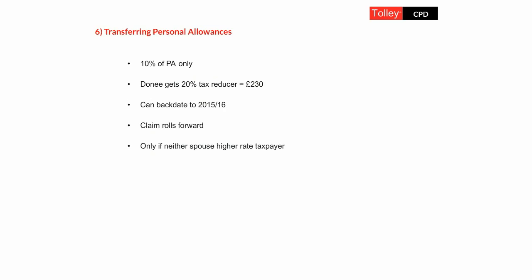For some couples, they have the ability to transfer some of their personal allowance, up to 10% of their personal allowance. Now, the donee gets the 20% reducer, so that's £230. You can backdate to 15/16. But you only do this if neither spouse is a high-rate taxpayer. So two basic rate spouses, one of them's not utilising their allowance. We should be able to utilise it. But let's say one of them's not, then we could just move 10% of it across to the other half.